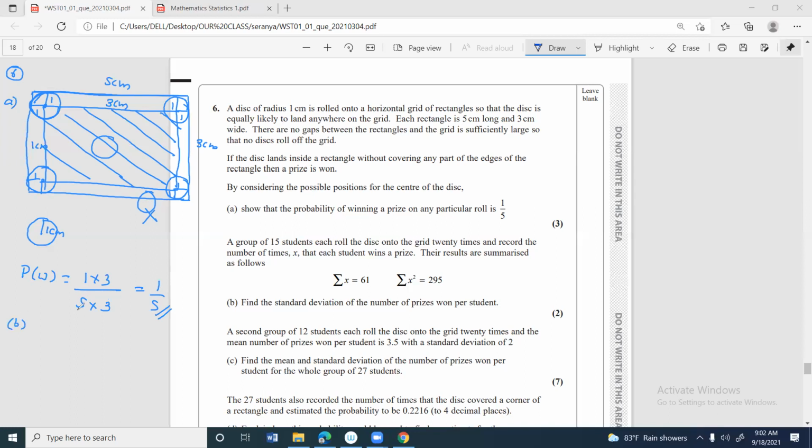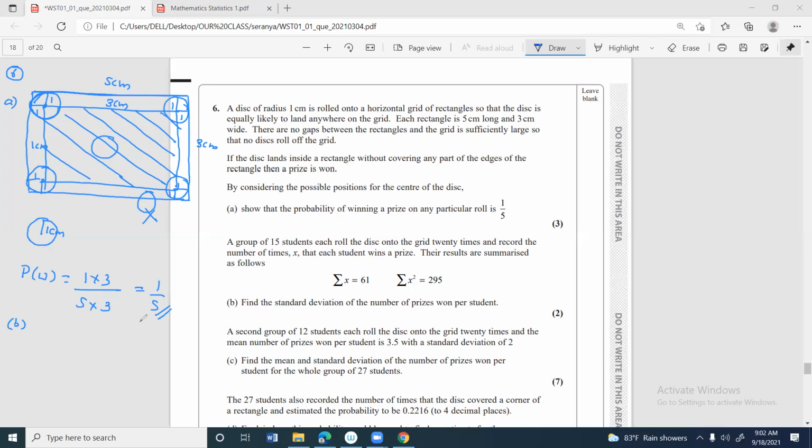Then part B. A group of 15 students each roll the disk onto the grid 20 times and record the number of times X for which the student wins a prize. Their results are summarized as follows: the sum of X equals 61 and the sum of X squared is this much. Find the standard deviation of the number of prizes won by a student.